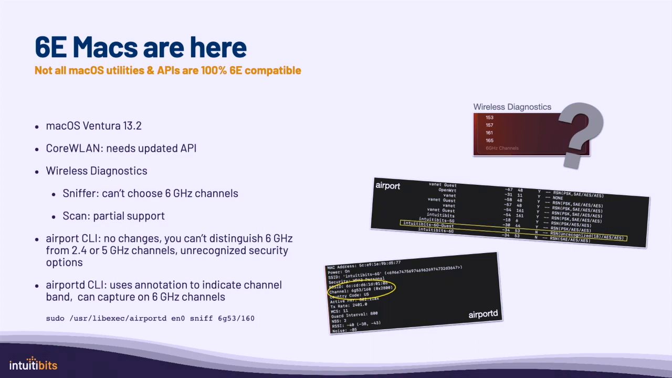Then the airport command line interface doesn't have a way to distinguish between 5 gigahertz channels and 6 gigahertz channels or 2.4 gigahertz channels. There are some that overlap, like channel 1, channel 149 in 6 gigahertz. Those overlap with 2.4, so you don't know which one you are looking at.